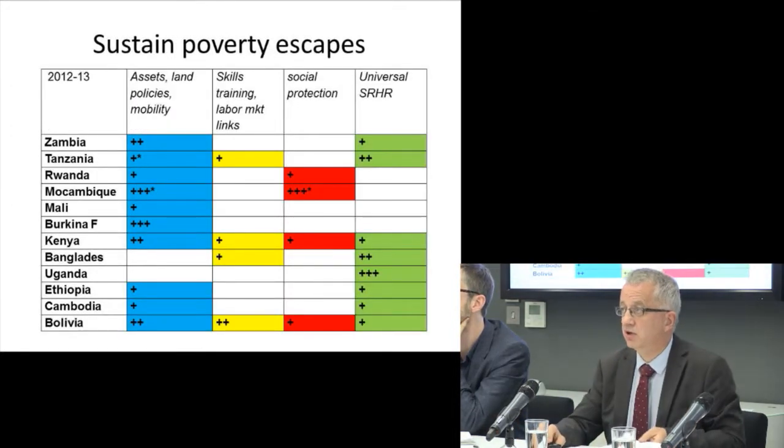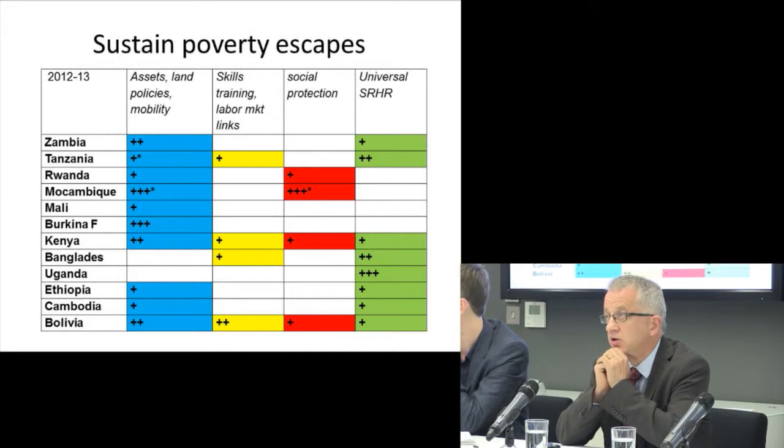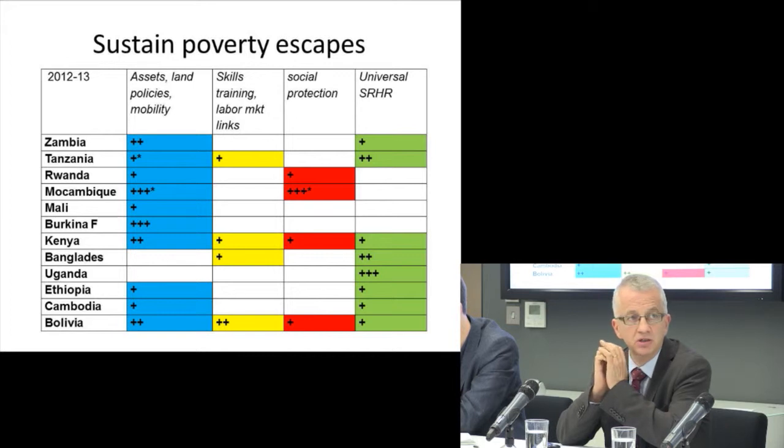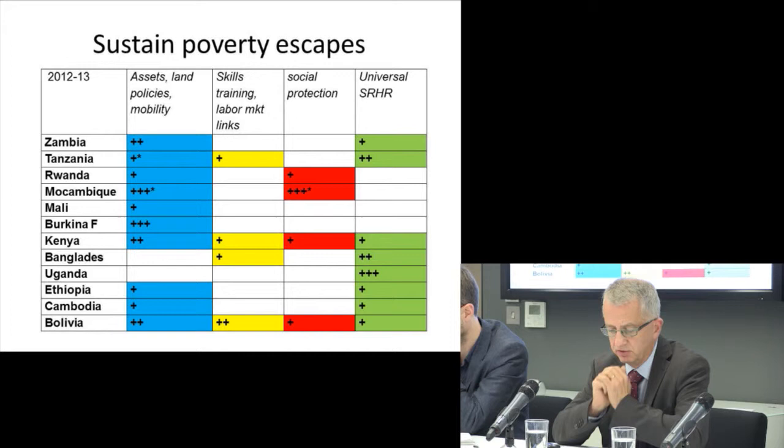I move on. Sustained poverty escapes, similar pattern. The land policies and assets interventions to support people's access to assets and also mobility, fairly strong. But skills training and labor market links, it's totally absent in Swedish aid. Totally or almost absent. So it's very weak.